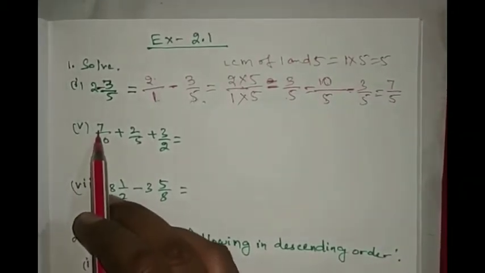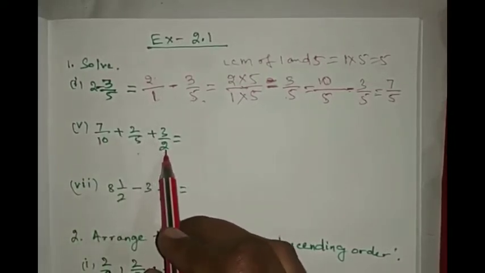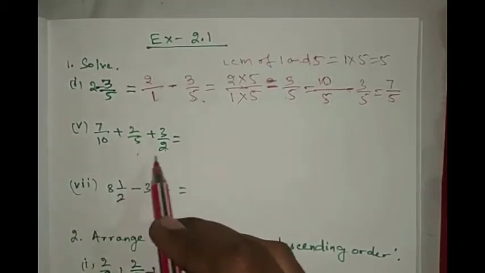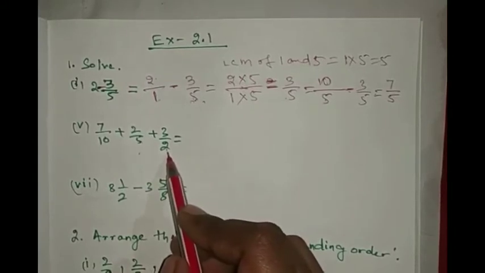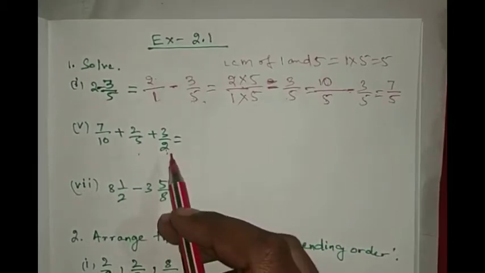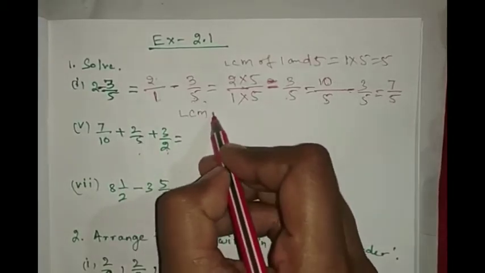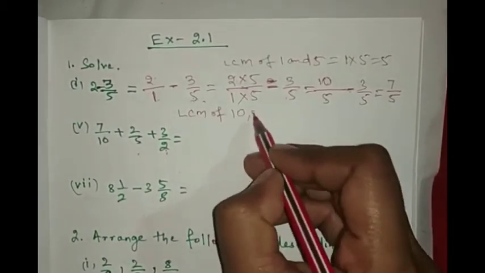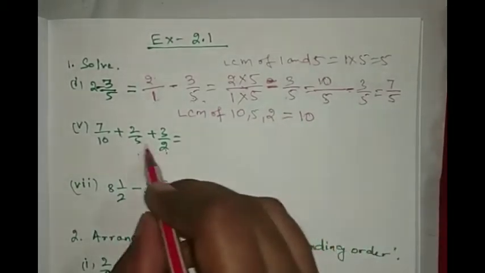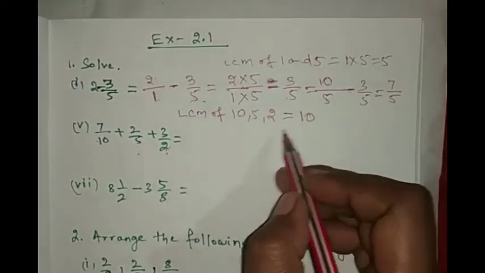Next we'll go to number V. 7 by 10 plus 2 by 5 plus 3 by 2. So look at here what we have, 10, 5, 2. So we'll take the LCM. LCM of 10, 5, 2 is 10. So we can convert the denominator of all fractions to 10.